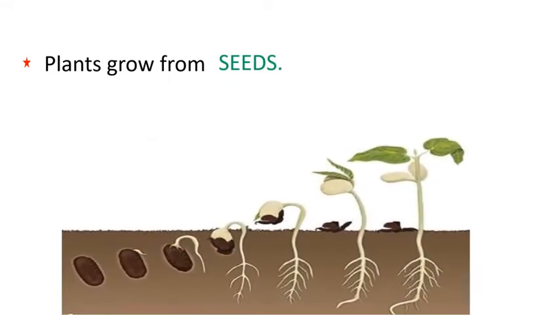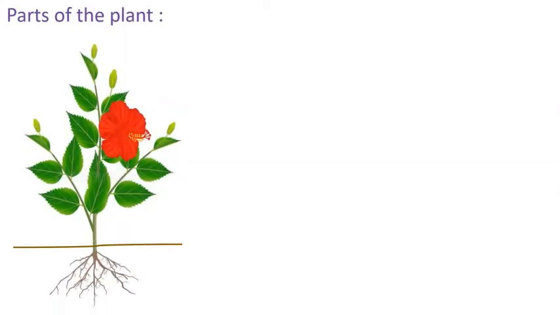Next, children, how do plants grow? Yes, plants grow from seeds. This process of the growth of a seed into a plant is called germination.